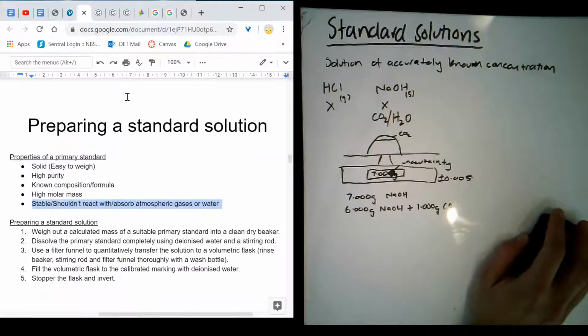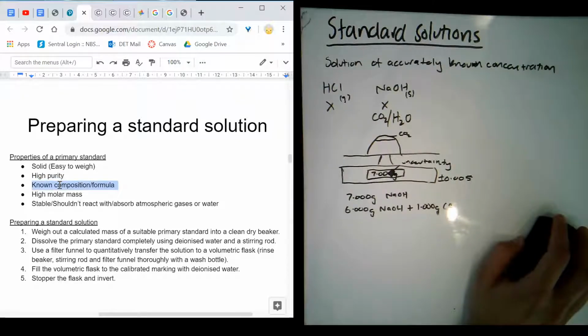So just going back to here, properties of a primary standard. This is in your exemplar document. It's solid, so it's easy to weigh. It has a high purity, and can be obtained from a chemical supplier in high purity. It has a known composition formula, so none of this 'we don't know how much water is in the crystal' situation. It has a high molar mass to reduce percentage error, and it should be stable.